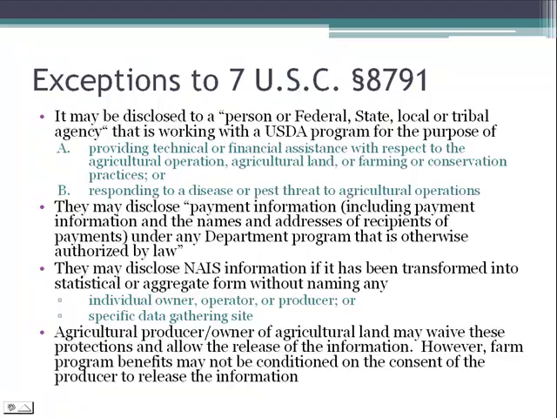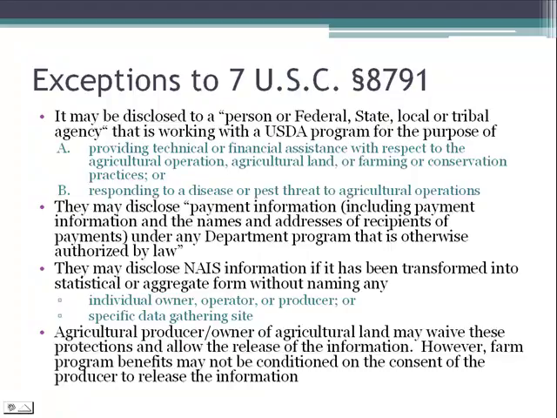They can also disclose payment information. This really wouldn't have anything to do with NAIS, but when you get into farm program payments, they can give that payment information if it's authorized by law. They can also disclose NAIS information if it turns into statistical information. So the 2 gentlemen who spoke this morning with their statistics, it could go to them to give numbers of how many farms this is applicable, to give numbers of how many head of cattle this applies to, but not to give the name, the place, the phone number, the contact information of these farms, or the place where you can find this many cattle. And you cannot give specific data gathering sites either.